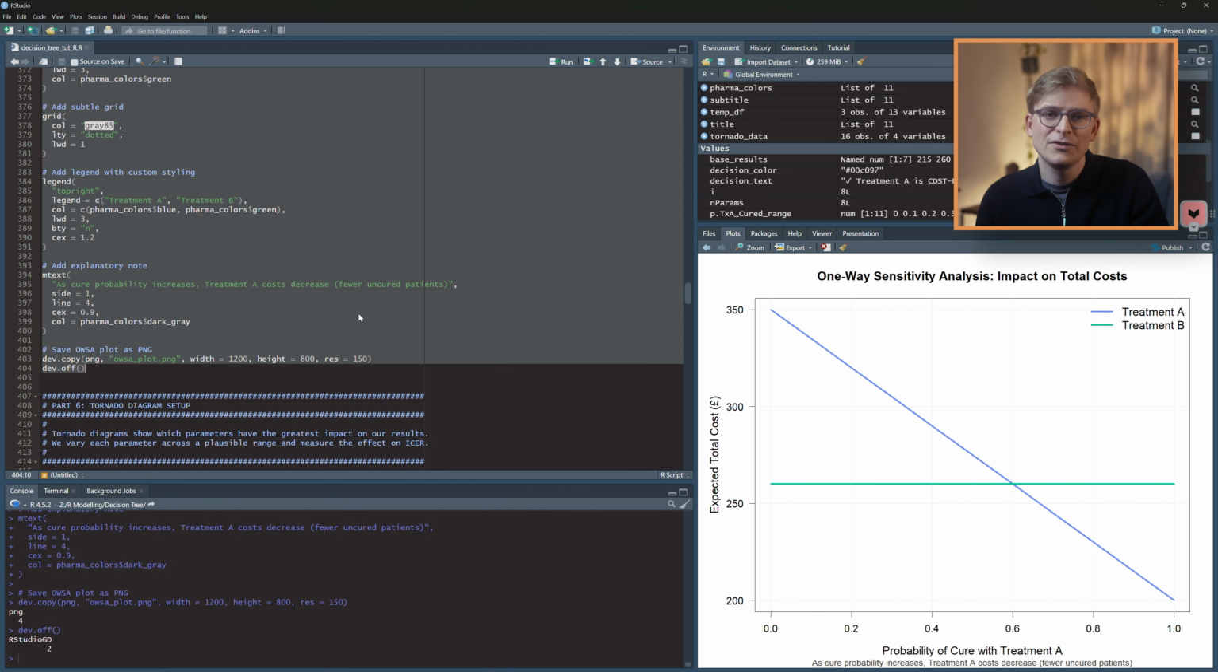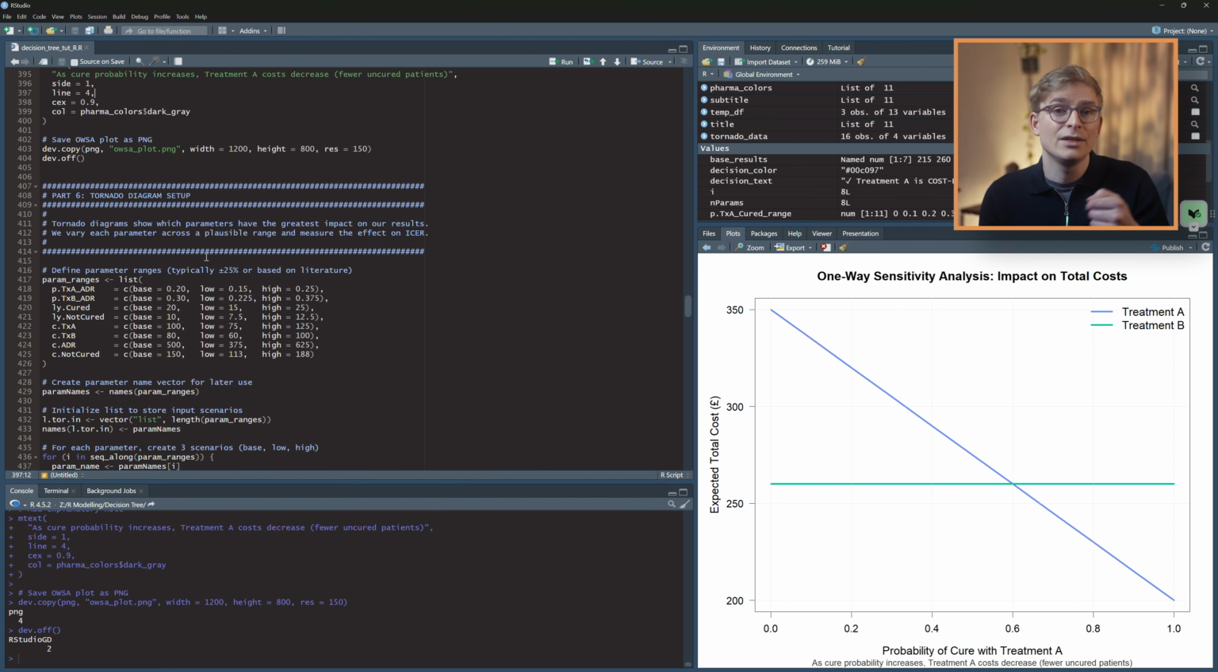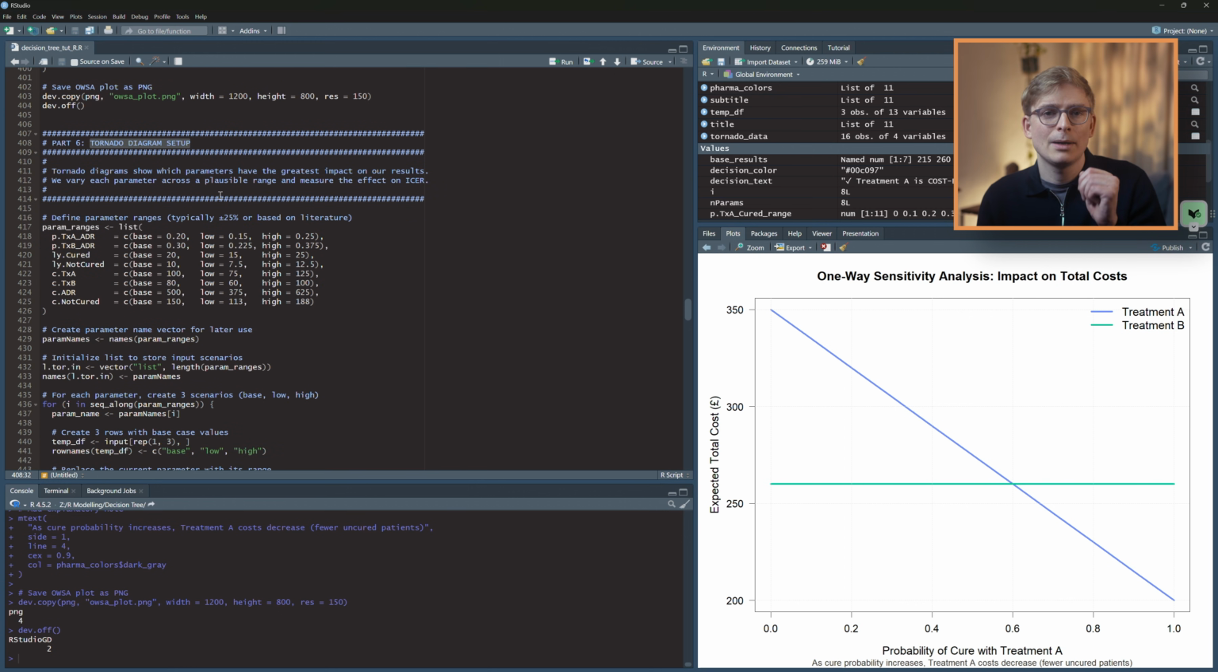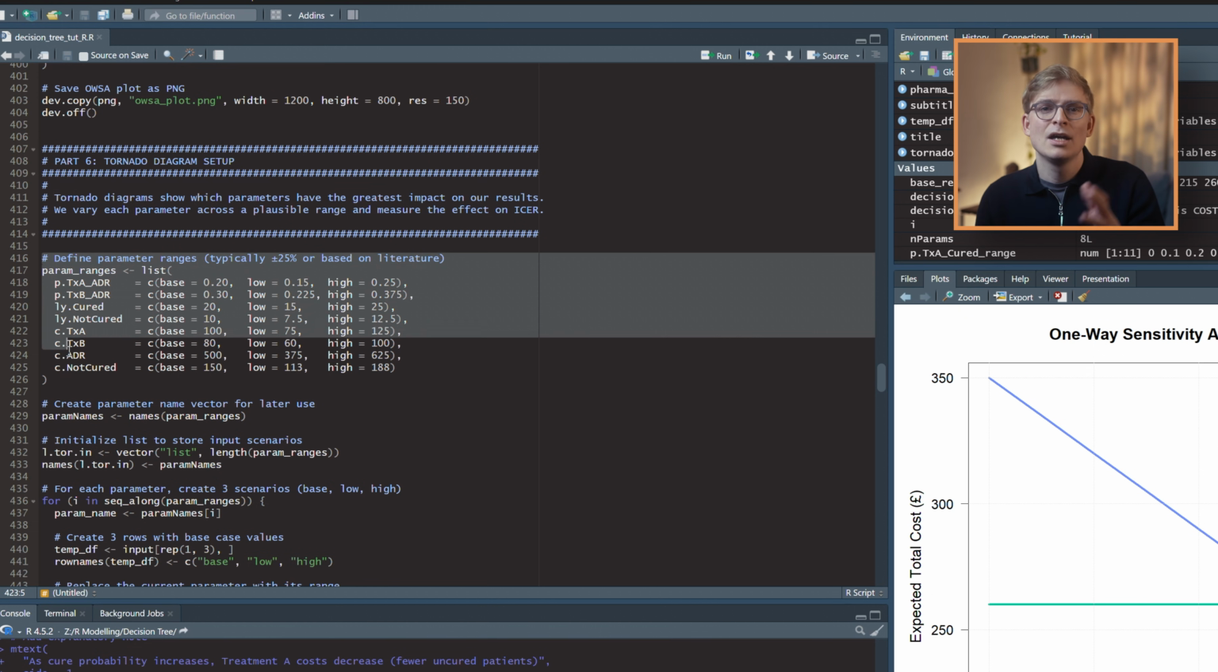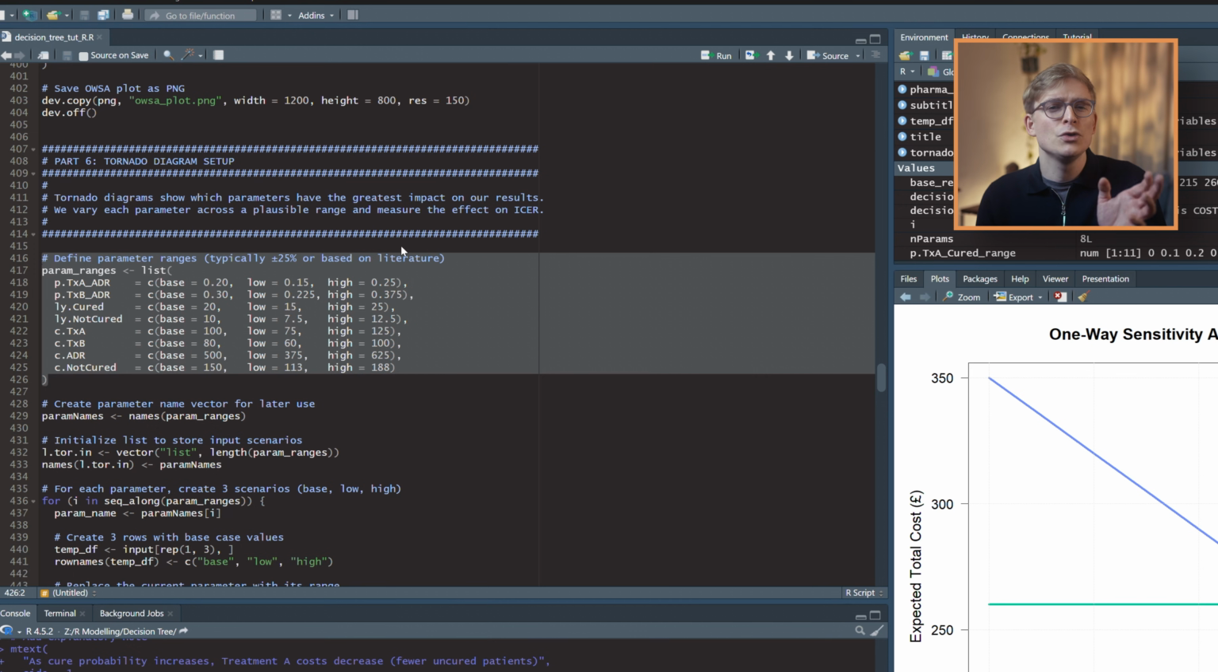Now, one-way sensitivity analysis is great for exploring individual parameters, but what if you wanted to know which parameters matter the most? That's where tornado diagrams come in. A tornado diagram varies all your parameters across plausible ranges and shows you which ones have the biggest impact on your results. Here we're defining ranges for 8 different parameters, typically plus or minus 25% of the base case, though you'd ideally use confidence intervals from the literature.